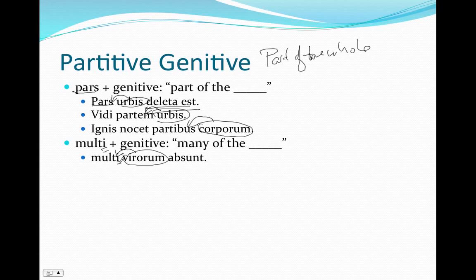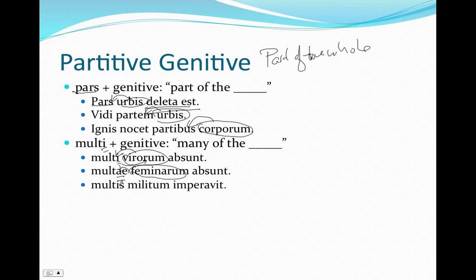And multi is masculine because virorum is masculine. But if we had a group of women, as in this case, multae feminarum absunt, many of the women are absent. So feminarum here is our partitive genitive. It's modifying multae, and we have to have it be feminine because our group, women, is feminine. Or again, our noun here, multi or pars, doesn't have to be nominative.